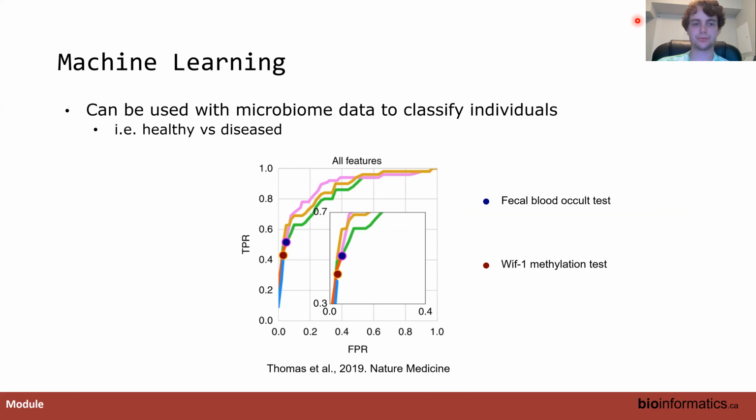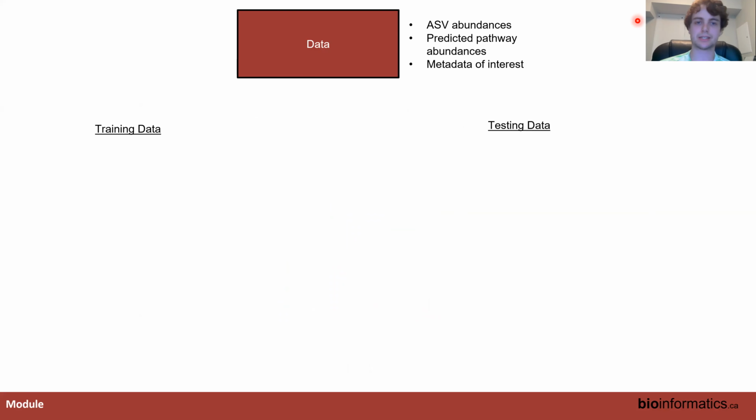And so how exactly was this done? Well, in general context, a machine learning workflow works as the following. You have some sort of data, in this case in microbiome, you might have the abundances of various ASVs or the taxonomic abundance of various microbes. You might have predicted pathway abundances from a tool such as PICRUSt2, which you'll be talking about at length during one of Dr. Morgan Langille's lectures. And then, of course, you have the metadata of interest. So in the previous case, it would have been individuals with colorectal cancer versus individuals without.